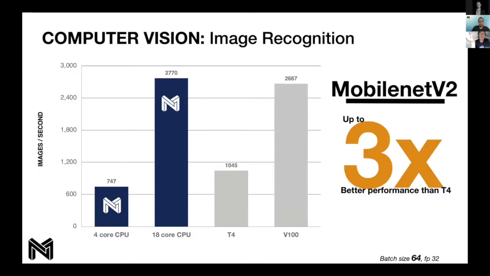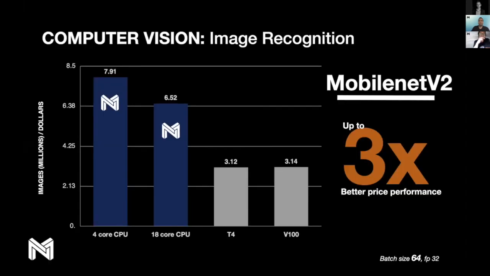So a common thing we get is, of course, batch size one CPU is going to do better. What if we do larger batch sizes? If I look at larger batch size for MobileNet at batch size 64, now my 18-core CPU and my V100 are about the same, even though the 18-core CPU is half the price of the V100. And it's still almost 3x better than a T4 for inference, right?